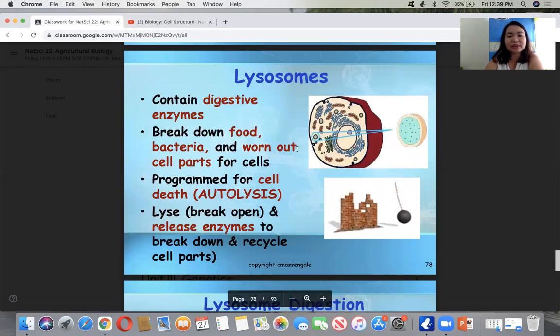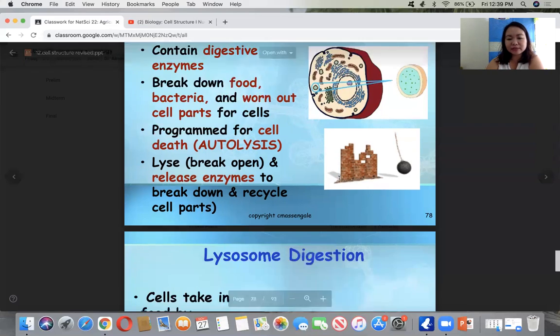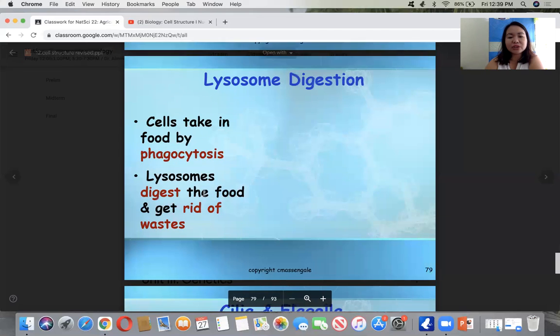So lysosomes contain digestive enzymes. They break down food, bacteria, and worn out cell parts for cells, and program for cell death or autolysis. So after they break down food, they also die. No? They contain digestive enzymes, and lyse means break open and release enzymes to break down and recycle the different cell parts. So in lysosome digestion, cells take in food by phagocytosis, and lysosomes digest the food and get rid of the waste.